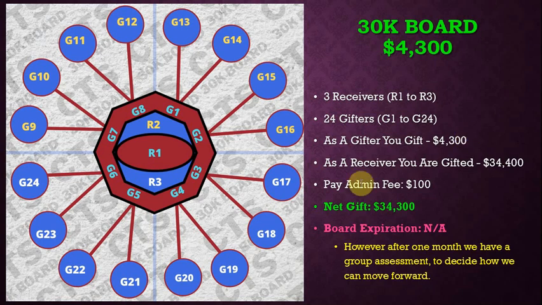So on this board, the 30K board, as a receiver, you are gifted $34,400, and you pay the administration fee of $100, and the net gift is $34,300 in hand. Again, if you notice here, that is $34,300 net. If you minus the original $4,300, you have $30,000 in hand. And that's right. So if you want to put back the $4,300 in your pocket or wherever it came from, you have $30,000 extra in hand.